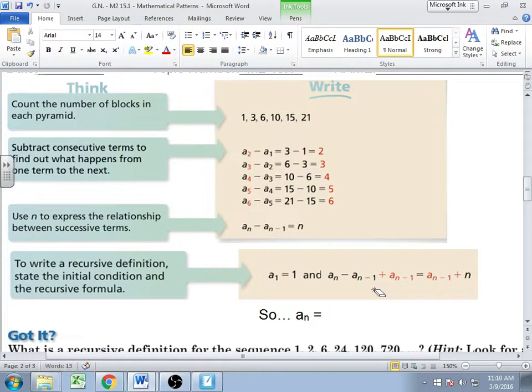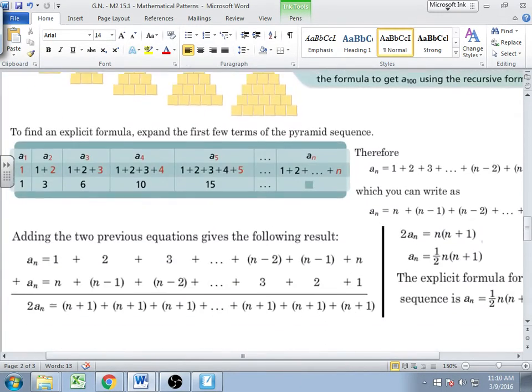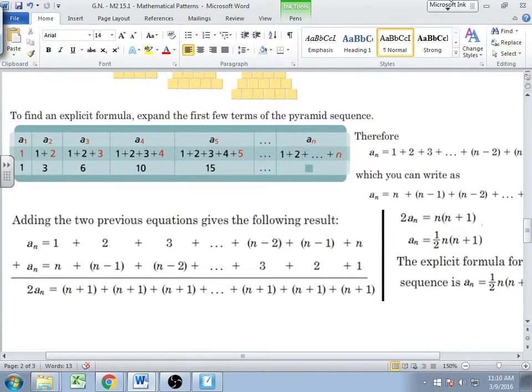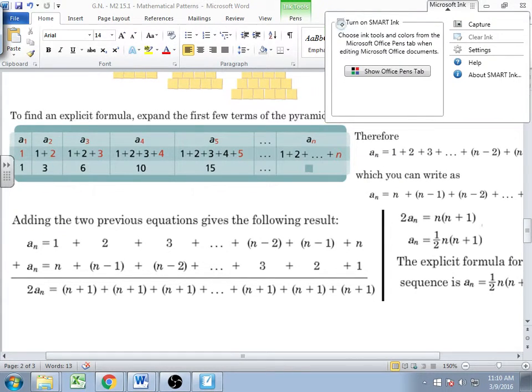I hate how the smartboard works with Word. Word is like the enemy to the smartboard because I need to do that.